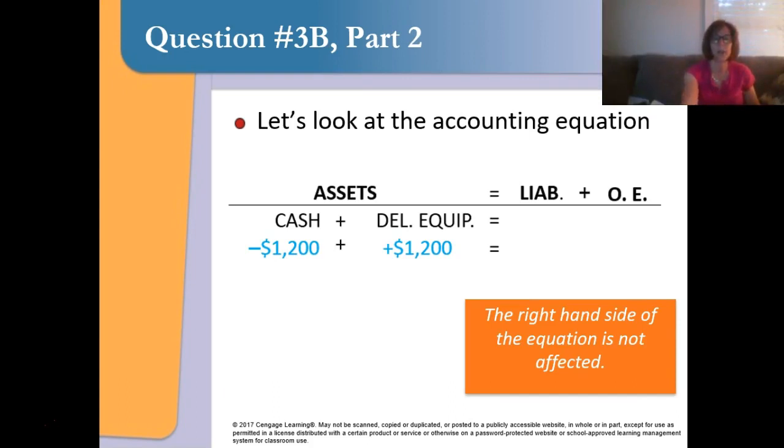So now let's look at our accounting equation. The only accounts that were impacted by that transaction of the purchase of equipment were asset accounts. Our cash went down by $1,200, but our equipment went up by $1,200. Nothing happened over here. It didn't impact his equity. His equity stayed the same. The asset picture of the company changed, but it didn't change the overall value.